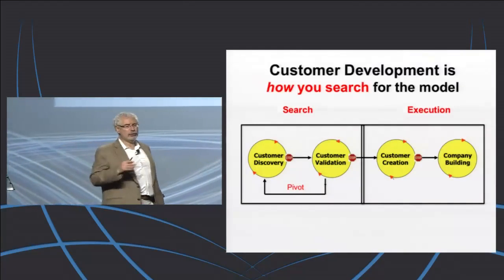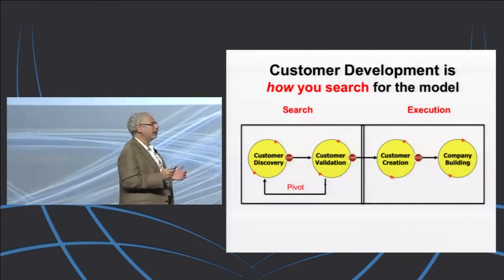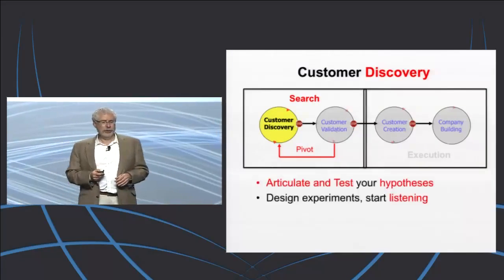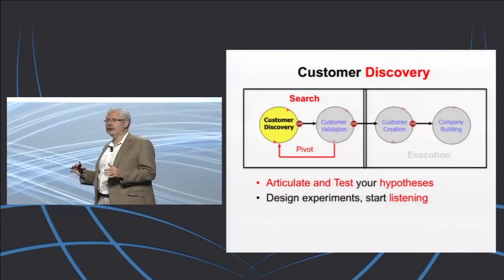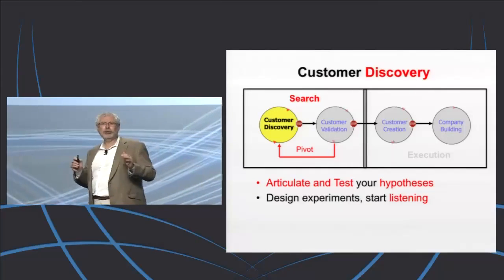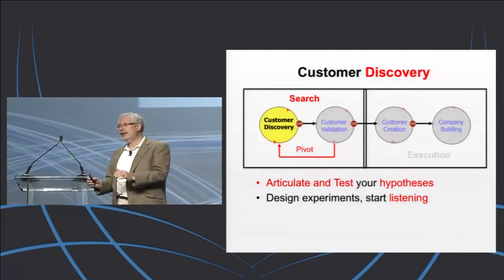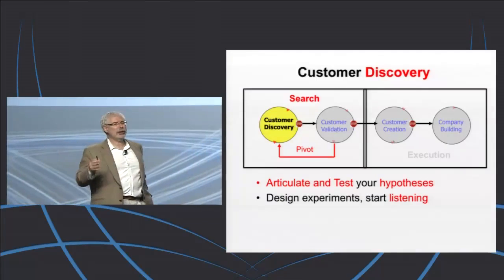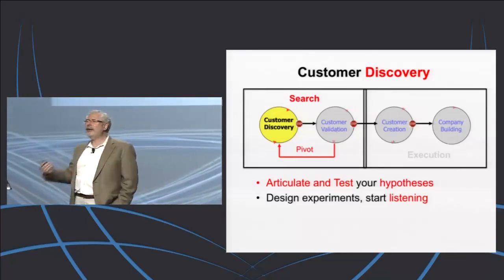Customer development is a 4-step process. The first 2 steps are about searching for the model, and the second 2 steps are how you execute and how you build it. Search, execution. So the first step in search is you articulate and test your hypotheses. You write all of them down. You design experiments, and you start by getting out of the building and listening to customers. Not selling anything, not taking a demo, not taking PowerPoint, but testing your assumptions about problem, about price, about everything.